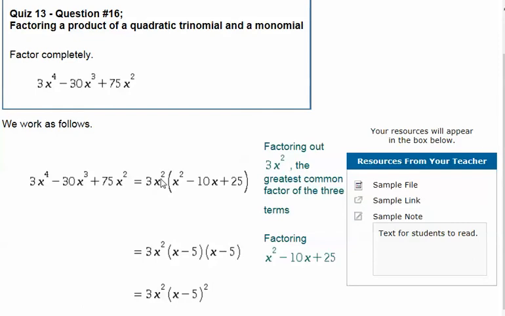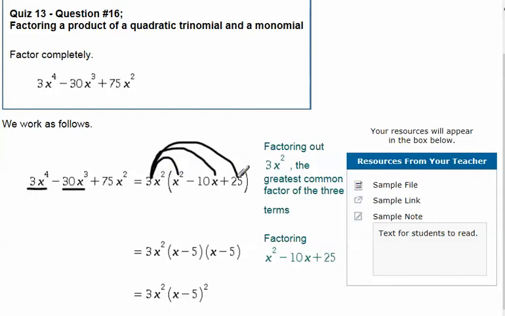We take the 3x squared, which was a common factor to all of them, put it in front, parenthesis, and then we have to put the terms in here that we would multiply by 3x squared to get the terms that we started with. So to make 30x to the 4th, we would have to multiply 3x squared by 10x squared. To get 30x to the 3rd, we'd have to multiply 3x squared times 10x. This subtraction sign is in here because that's what was in the original. Plus sign, so now we have a plus sign. To get 75x squared, we would have to multiply 3x squared by 25.